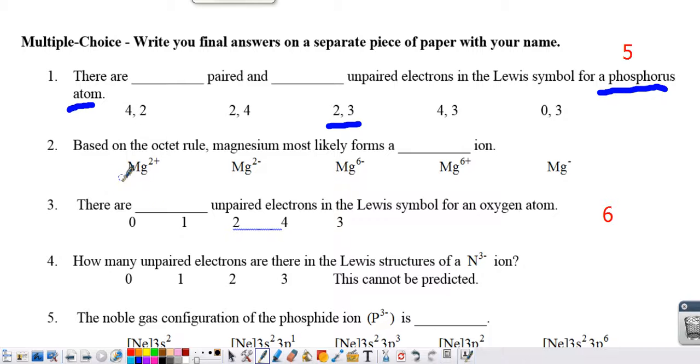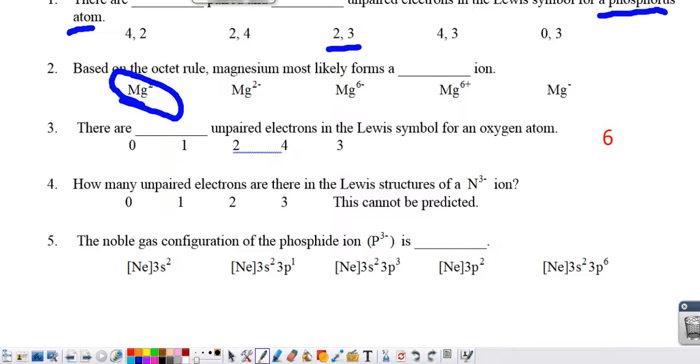The normal charge for magnesium is this one here. It's a +2. I am using a mouse, which is why my ability to draw is so limited. The unpaired electrons in an oxygen. So oxygen has 6. Get 2 together, 3, 4, 5, and then the 6th one is paired up. So you have 2 unpaired electrons. Again, there we go, 2 unpaired electrons.